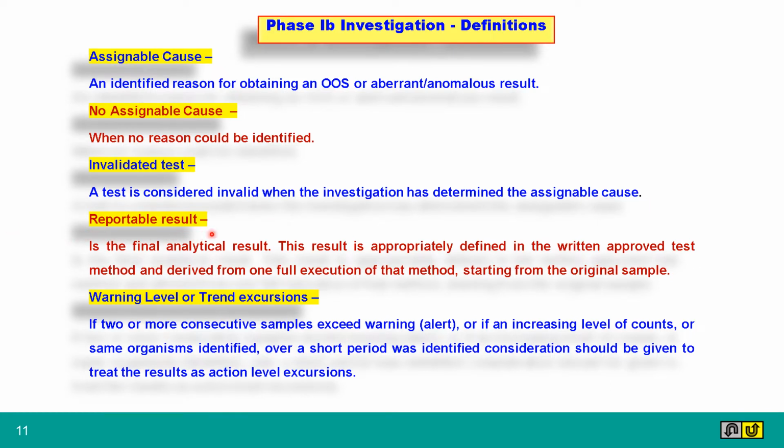Reportable result. Is the final analytical result. This result is appropriately defined in the written approved test method, and derived from one full execution of that method, starting from the original sample. Warning level or trend excursions. If 2 or more consecutive samples exceed warning or alert levels, or if an increasing level of counts, or the same organisms identified over a short period was identified, consideration should be given to treat the results as action level excursions.